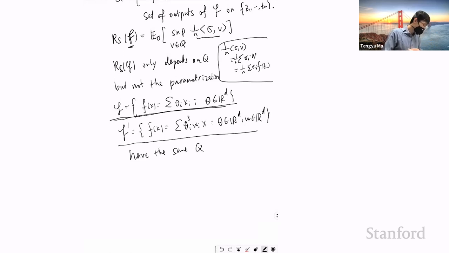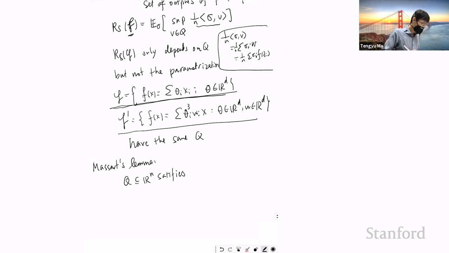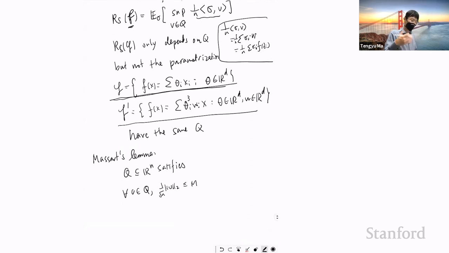And there's a so-called Massart lemma, which is one of the things you are asked to prove in the homework. This lemma says that if this Q satisfies that, first of all, for every vector v in Q, the 2-norm of v over square root n is less than m. So this set Q contains only bounded vectors in this sense.